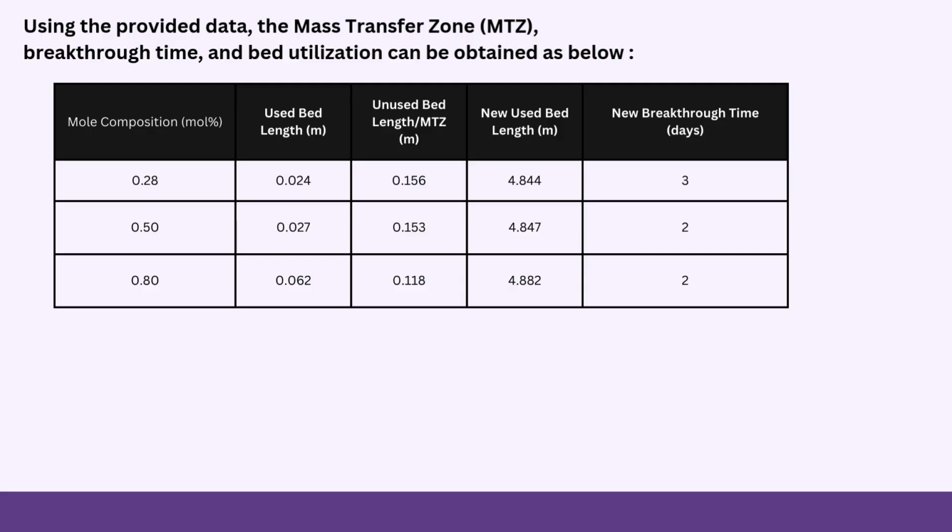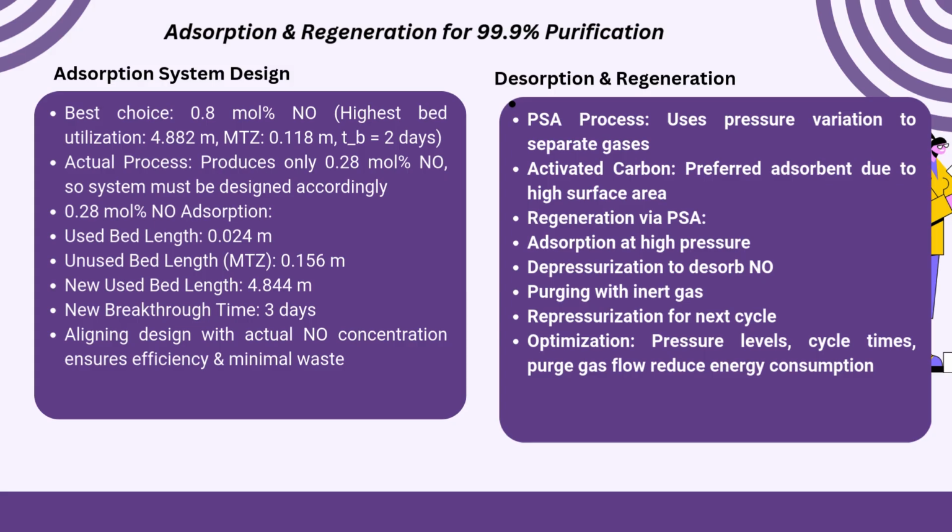Using the provided data, the MTZ, breakthrough time, and the bed utilization can be obtained as below. The table provides all the data that I included after doing the calculation. For the adsorption system design, the best choice is 0.8 mole percent based on the calculation, but the actual process produces only 0.28 mole percent NO, derived from the stoichiometry in the reaction engineering part. So this is the data for 0.28 mole percent NO adsorption. This aligns the design with the actual NO concentration, ensuring efficiency and minimal waste.